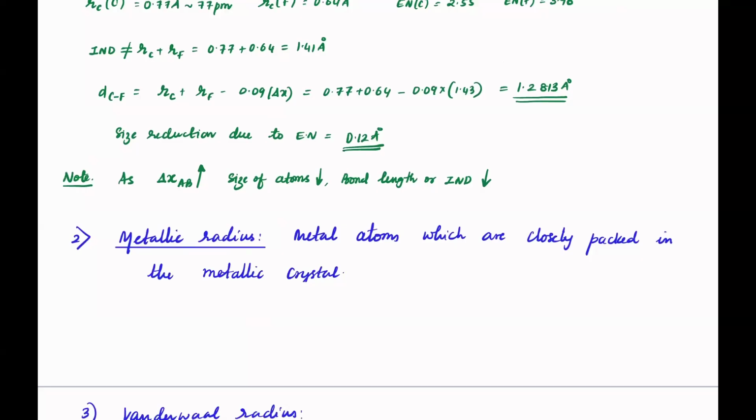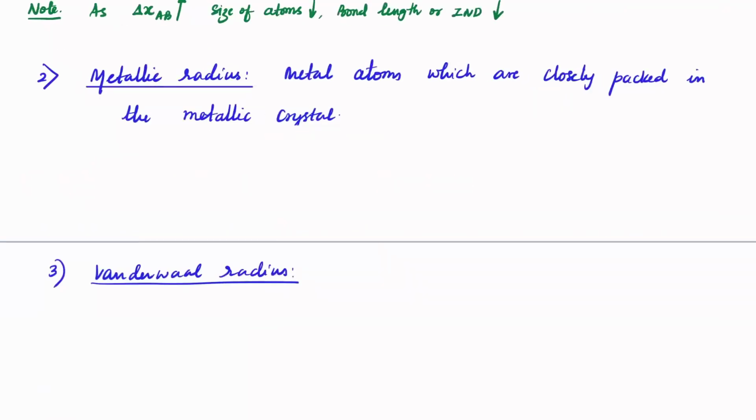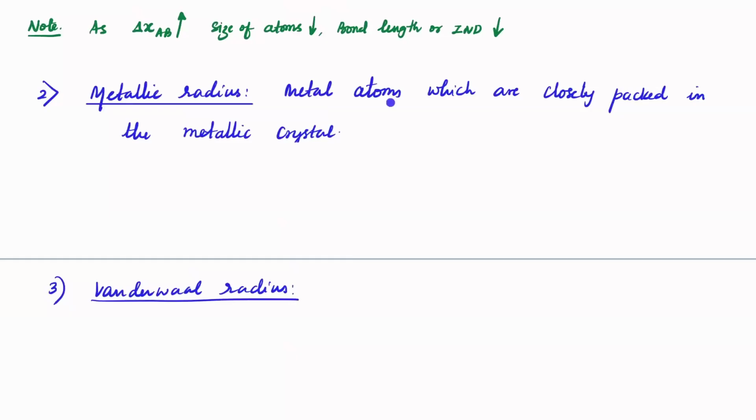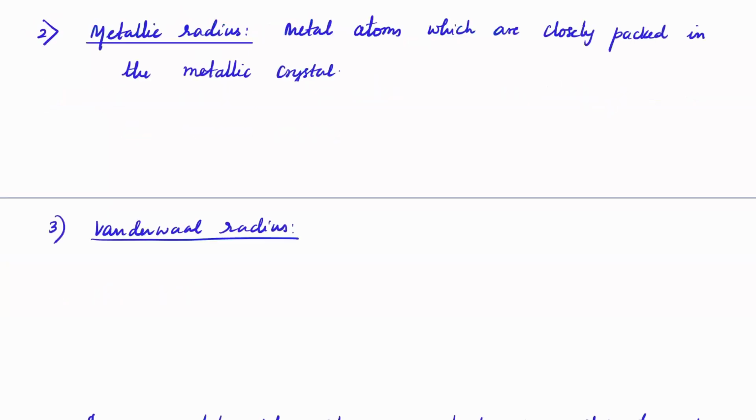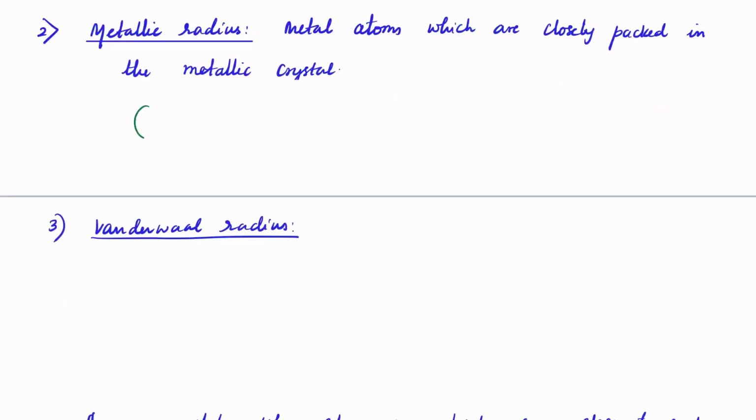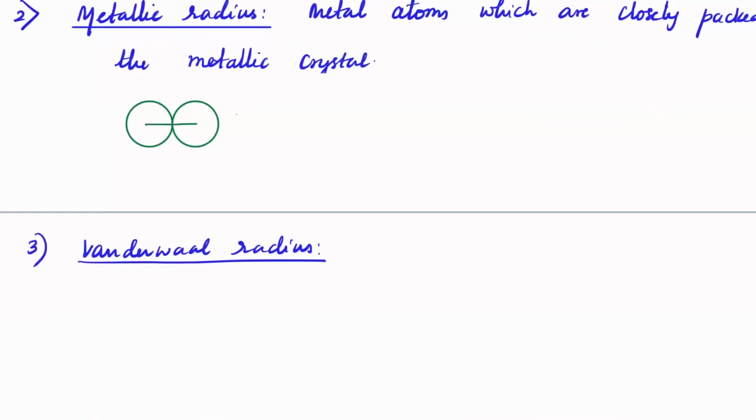Right. Now let's understand metallic radius. Metal atoms which are closely packed in a metallic crystal give out the metallic radius. That means they are tightly packed with one another. So in simple terms, because they do not have any charge, it is as if these two atoms are so tightly packed that they almost touch each other.